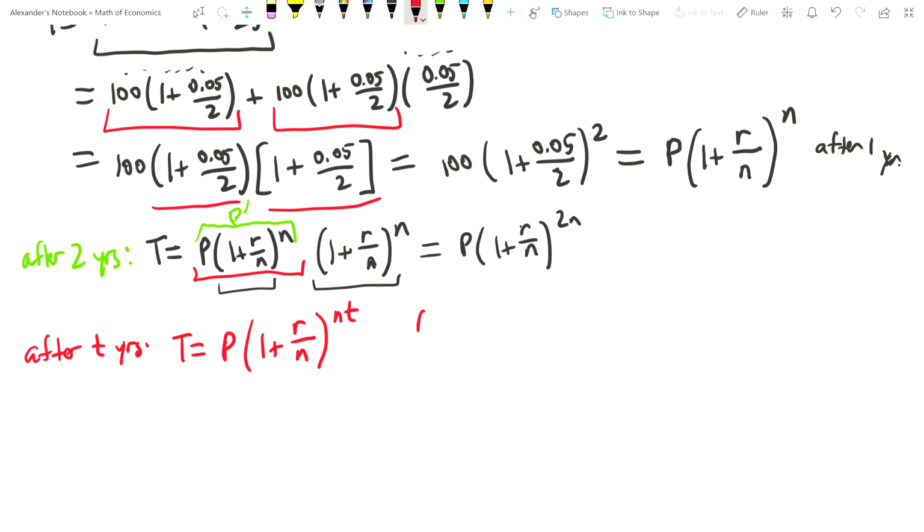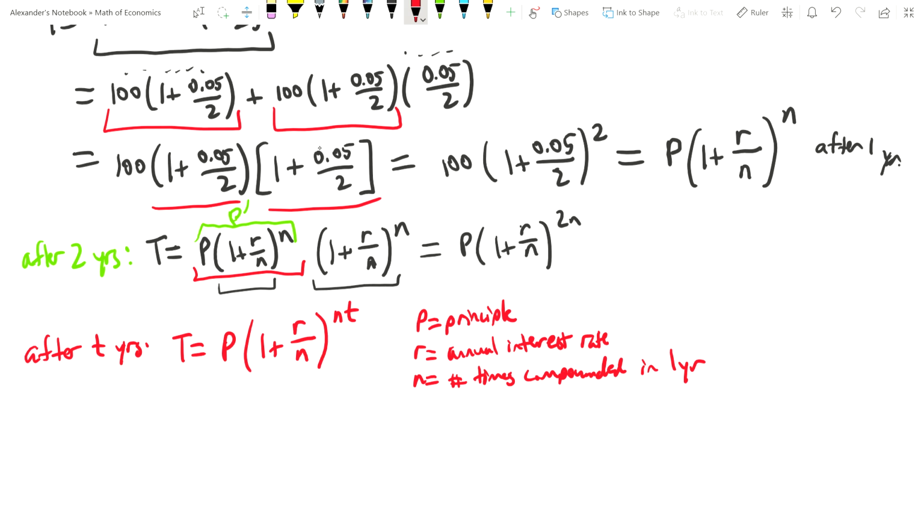So just as a refresher, P is the principal, R is the annual interest rate, N is the number of times it's compounded in 1 year, and T is the number of years.